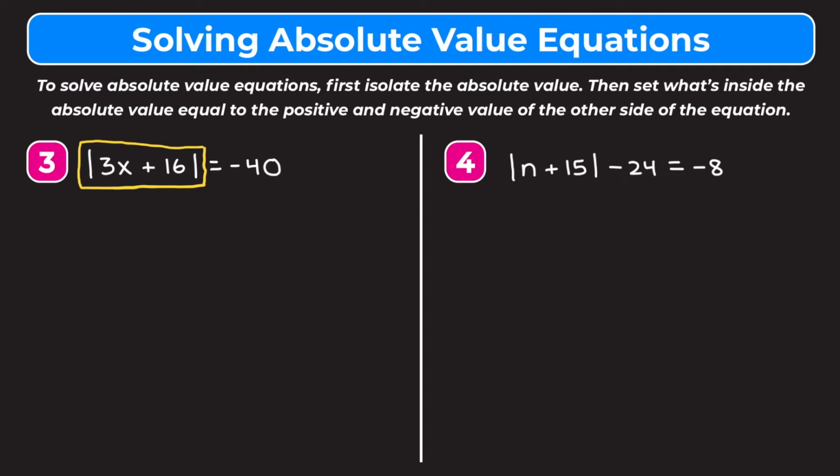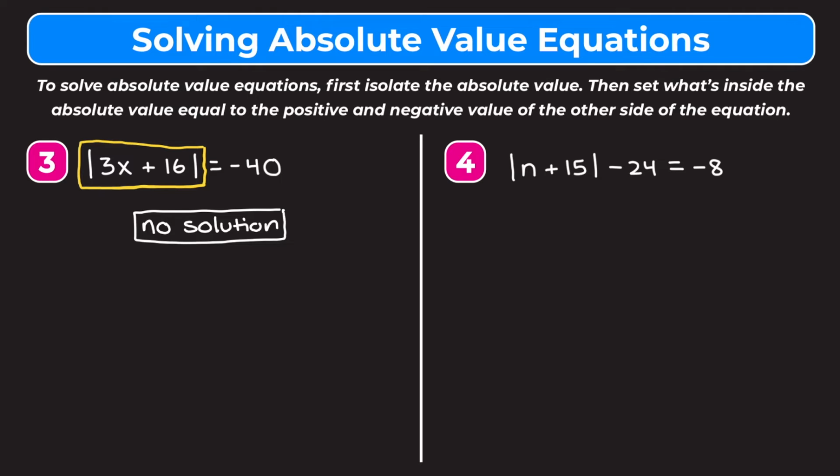So for this problem, if you ever have the absolute value of something is equal to a negative number, you're going to get no solution. So it's pretty easy because we didn't have to solve anything, but just remember, if you ever have that the absolute value of something is equal to a negative number, your answer is going to be no solution.